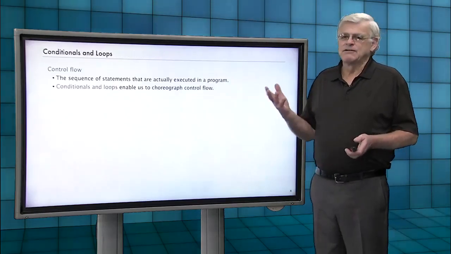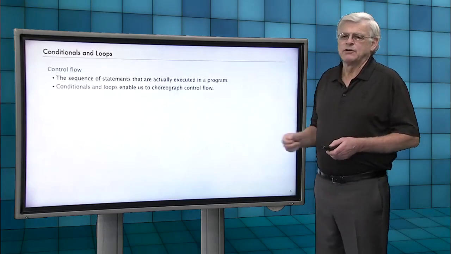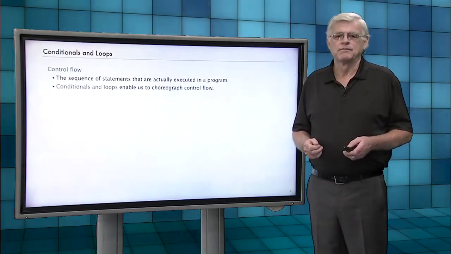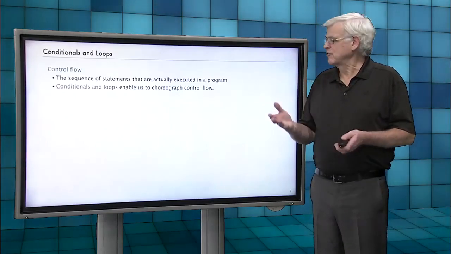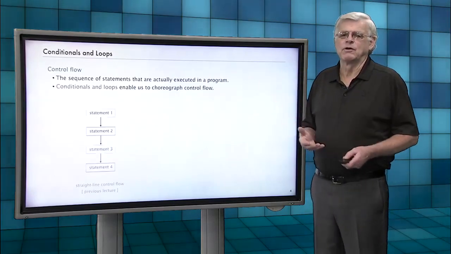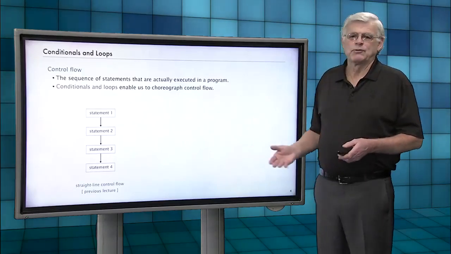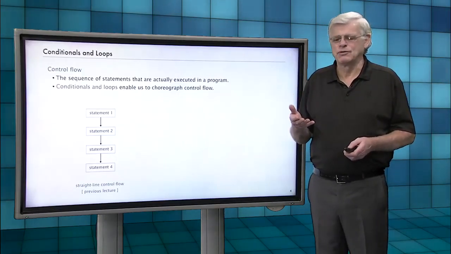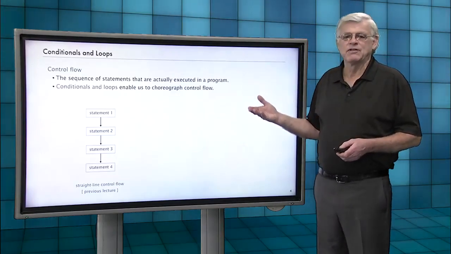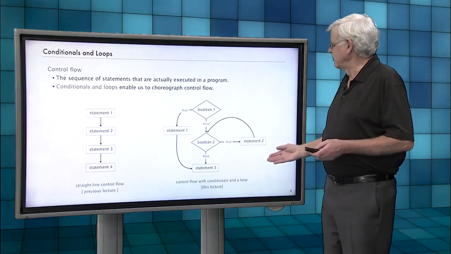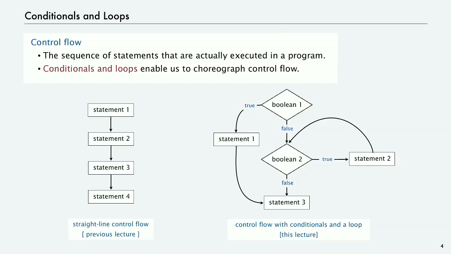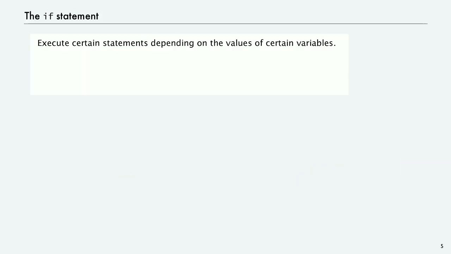The idea of conditionals and loops is that it has to do with control flow in the computer. It's the sequence of statements that are actually executed in a program. With conditionals and loops, we can choreograph the control flow. Before, in the previous lecture, we had what's called a straight line control flow, where we just execute one statement after the other. All our programs were of that form. With conditionals and loops, we can have a much more complicated control flow that enables us to do a much richer set of calculations. And this is the kind of thing that we're going to look at next.